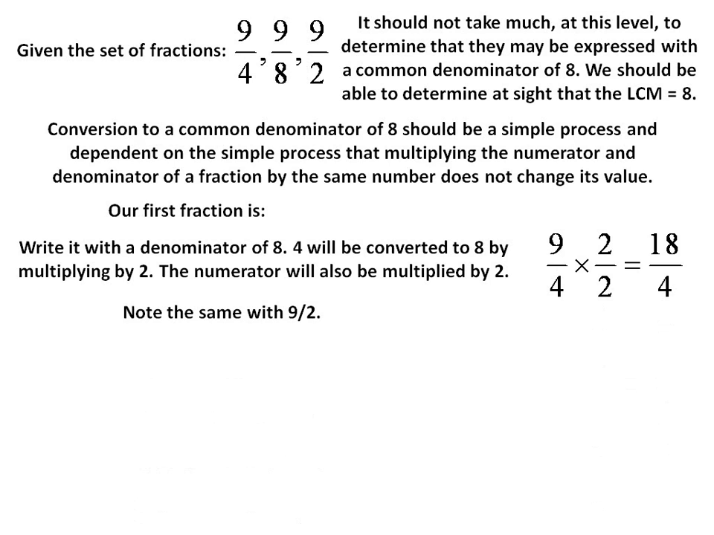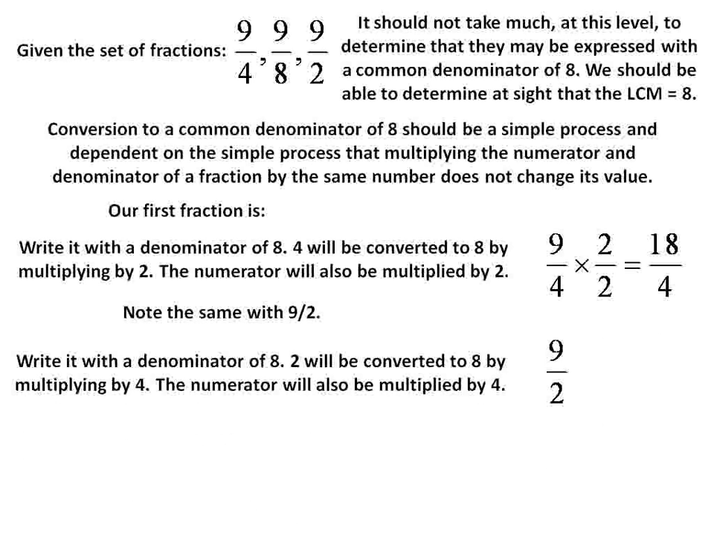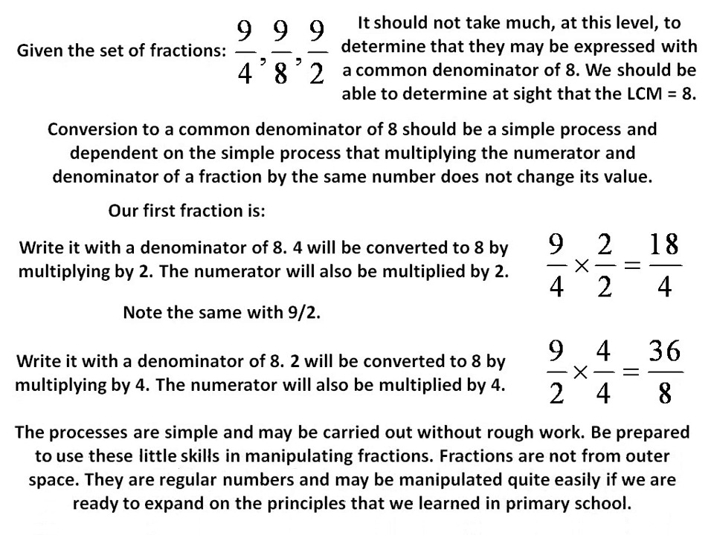Note the same with 9 over 2. Write it with a denominator of 8. 2 will be converted to 8 by multiplying by 4. The numerator will also be multiplied by 4. 36 over 8. The processes are simple and may be carried out at sight without any rough work.